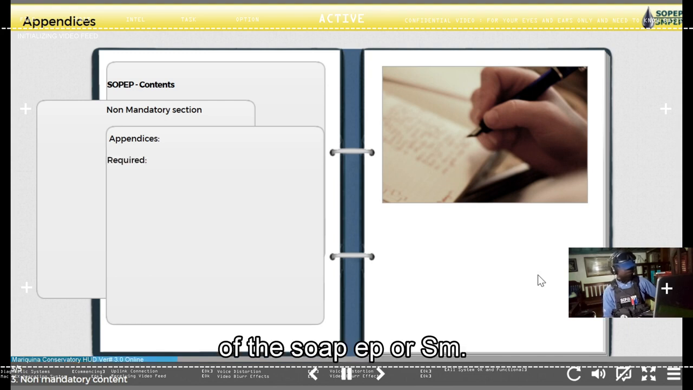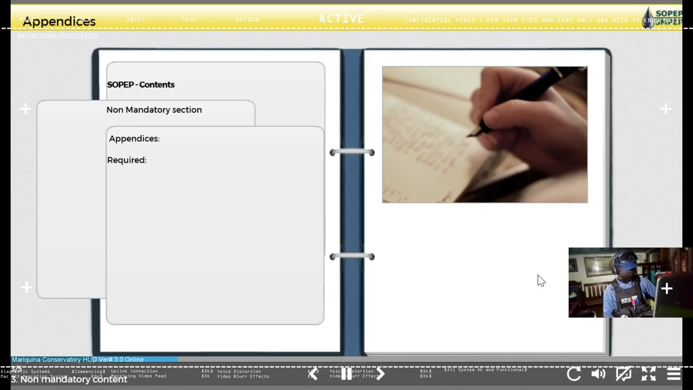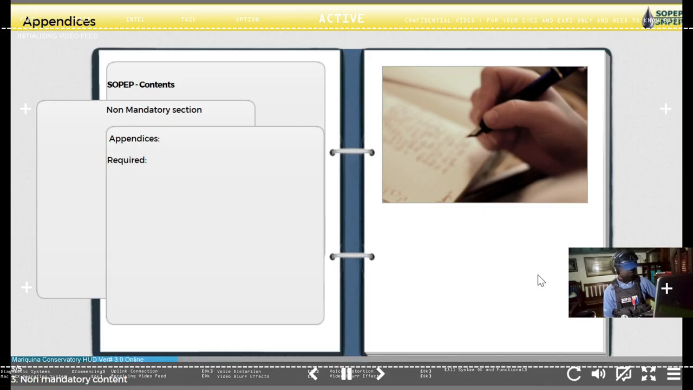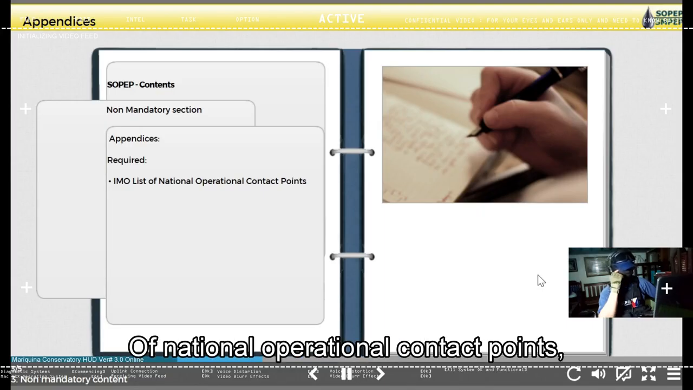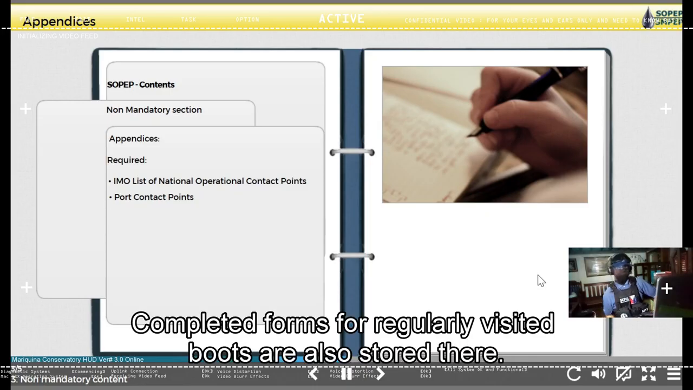At the back of the SOPEP or SMPEP, there will be some appendices. These hold mandatory information which is expected to change and therefore cannot be within the approved pages. This will include the latest version of the IMO list of national operational contact points, blank forms to record and store the relevant contact details when entering ports. Completed forms for regularly visited ports are also stored there.